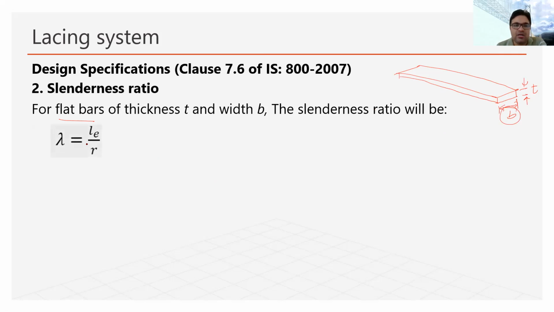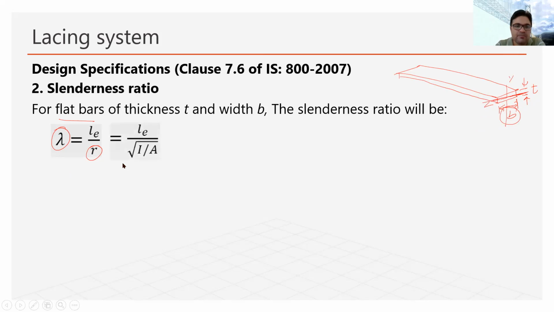So basically, how do we find out the lambda value? Lambda value is LE upon R. Now R is the radius of gyration. In the bar, you can see there is one axis, this one, and this one is the other axis. So say this is the Z axis, and this one is the Y axis. So how do we find out the minimum radius of gyration? The minimum radius of gyration will occur along this axis.